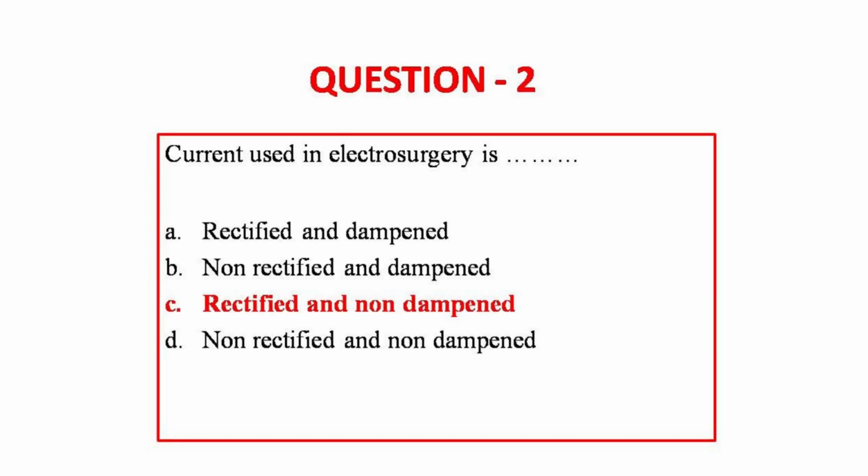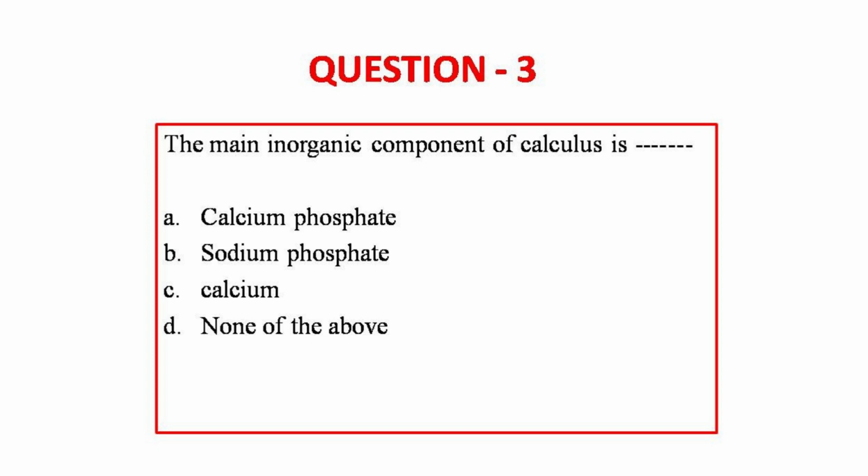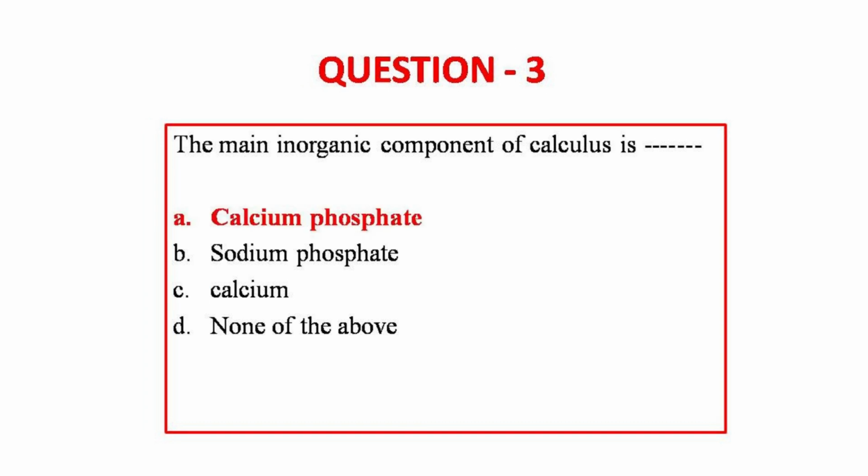So moving on to question number 3. The main inorganic component of calculus is, they've given us 4 options: calcium phosphate, sodium phosphate, calcium, and none of the above. The answer is calcium phosphate. So the main constituents of the calculus are amorphous calcium phosphate, dicalcium phosphate dihydrate, octocalcium phosphate, Whitlockite, and hydroxyapatite. But the most abundantly found is the calcium phosphate.